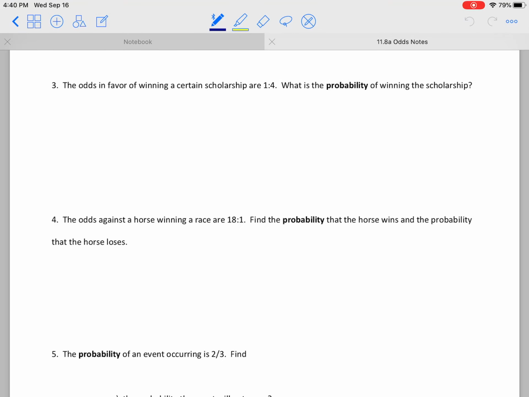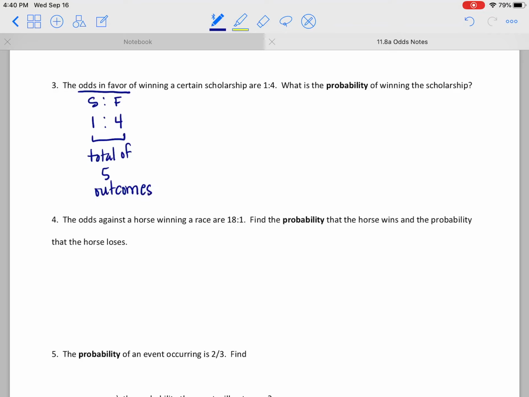Alright? So the odds in favor of winning a certain scholarship are 1 to 4. So if this is odds in favor, that means we have successes and then we have failures. So if the odds are 1 to 4, that's 1 success for every 4 failures, and that is a total of 5 outcomes.